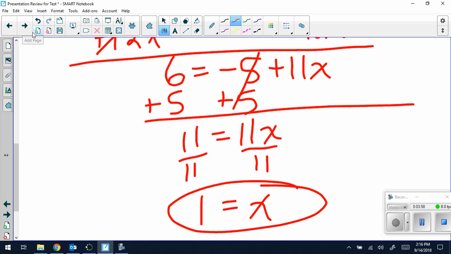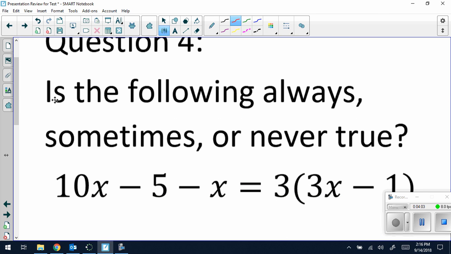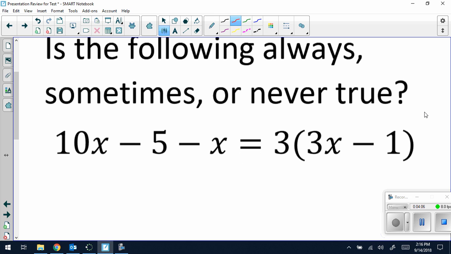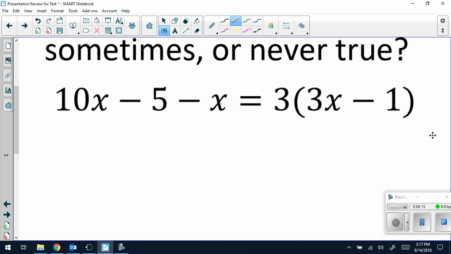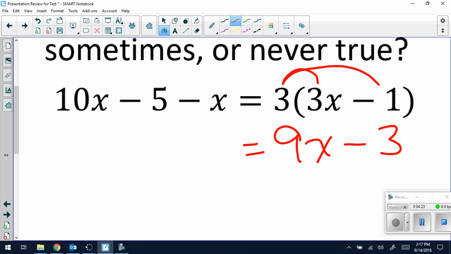Okay, moving on to number 4. My directions here say is the following always, sometimes, or never true. So those directions kind of tell me, ooh, maybe something weird's going to happen with this one. But I'm still just going to solve it like normal. So on the right-hand side, I see I need to distribute because I have those parentheses. 3 times 3x is 9x. 3 times negative 1 is negative 3. On the left-hand side, I can combine my like terms. They're on the same side, so I can just combine them. 10x minus 1x is 9x.